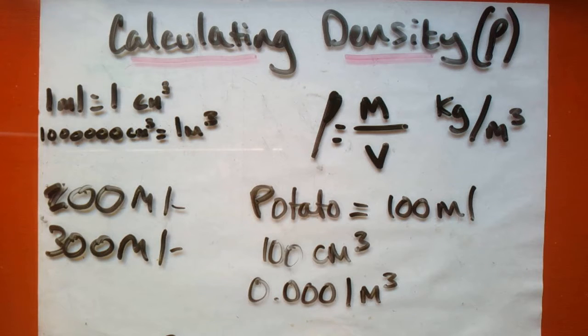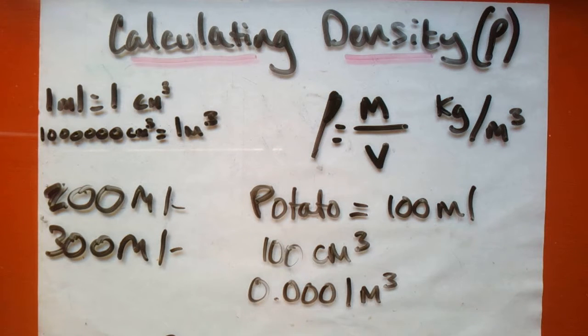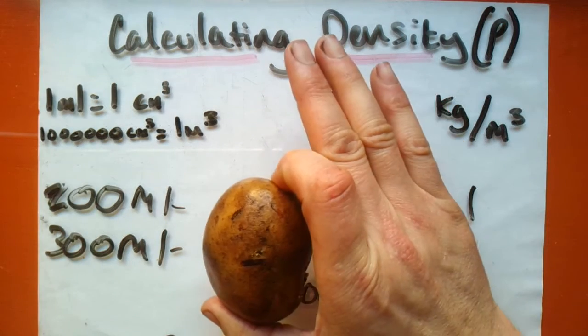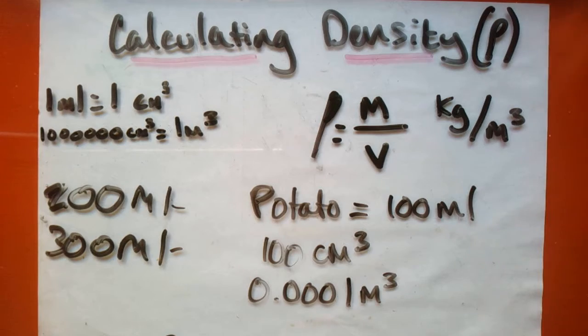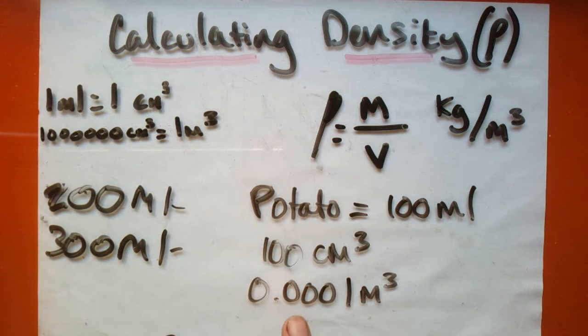So we know that this potato takes up 0.0001 meters cubed, because a meter cubed is actually a huge amount of water. If you got a meter cubed of water, it would weigh a ton. Its mass would be a ton, so the same as a small car. So you can see why this is such a small number, because in reality this potato is pretty small. He's about half the size of my hand. So we have a volume of 0.0001 meters cubed.